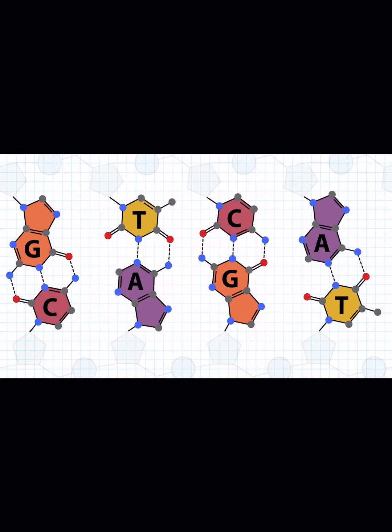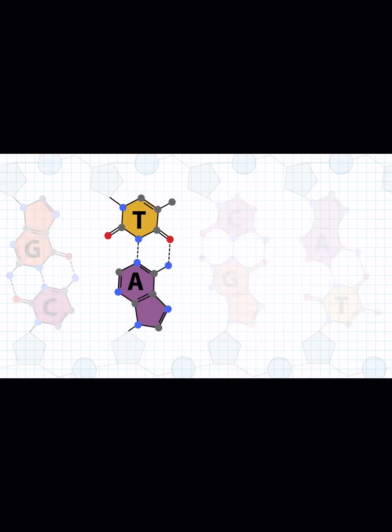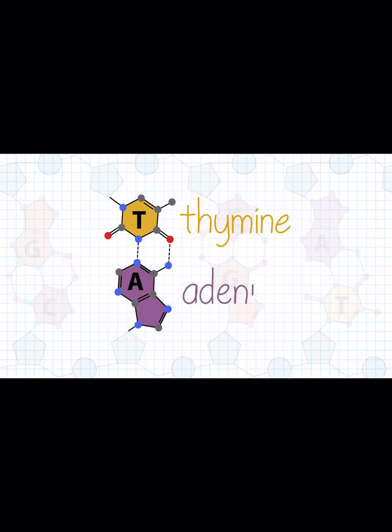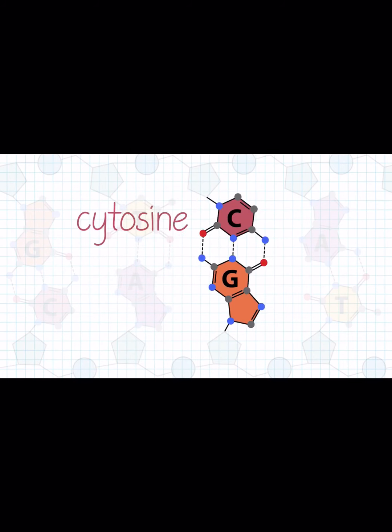Bound together by hydrogen bonds, each unit is called a base pair. The hydrogen bonding contributes to the specificity of base pairing. Thymine preferentially pairs with adenine through 2 hydrogen bonds, and cytosine preferentially pairs with guanine through 3 hydrogen bonds.